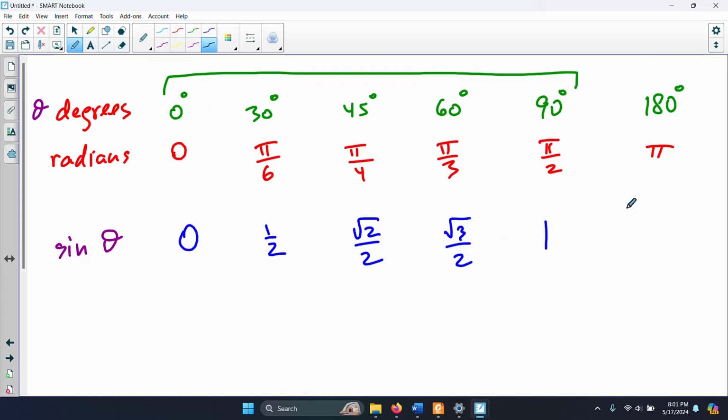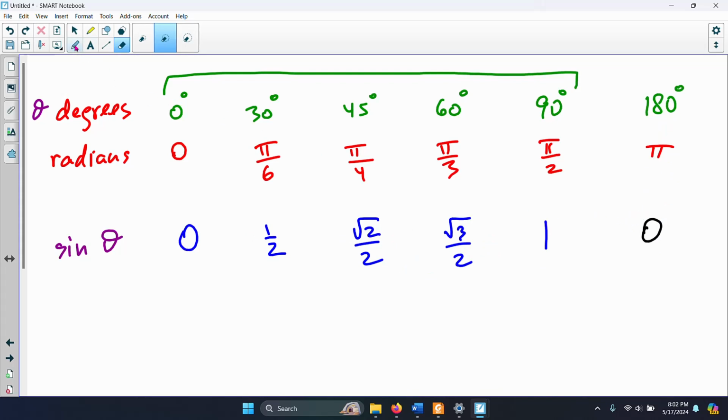Lastly, notice 180. Pi has the same reference angle, because whether it's 0 or 180, they both fall flat on the x-axis, just in different locations. Since the reference angle is the same for both of them, the value is the same. You could think of it as negative 0, but there's no such thing as negative 0. It's just 0. So you just have to memorize these reference angles and make sense of the 180.